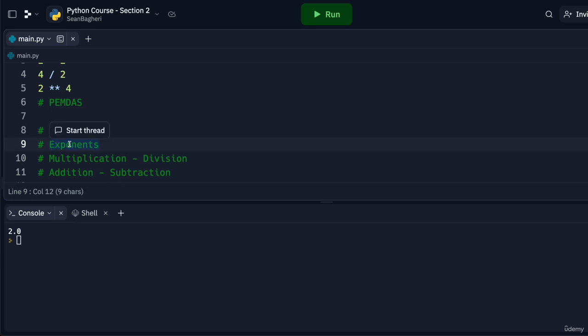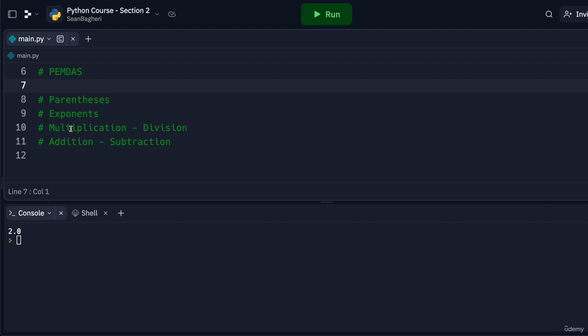It doesn't find exponents, so it's going to go to multiplication and division. That's just how you want to remember it. Also, if there's a multiplication and a division in the same operation, it's going to operate the first one closest to the left. So let me actually give you an example.